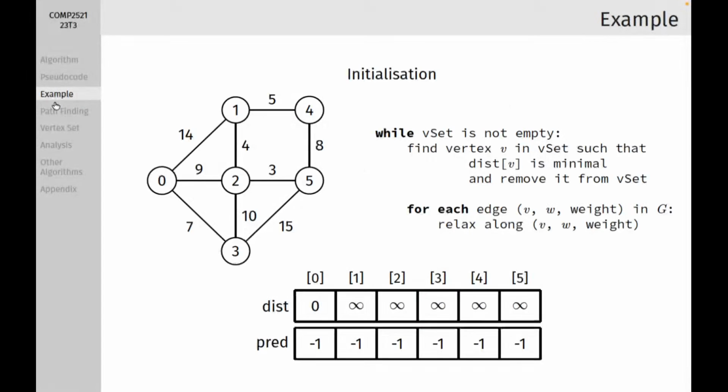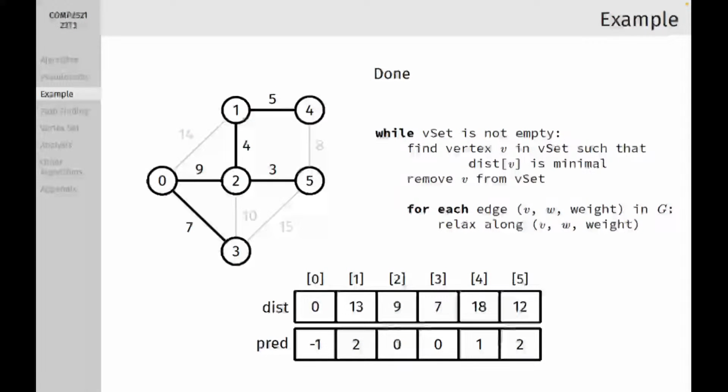So here I have the state of the arrays at the end of each iteration. This is after the first iteration, this is after the second, and so on. And this is the result at the end. Here I've highlighted the shortest paths from 0 to every other vertex. The shortest path from 0 to 1, for example, is 0 to 1. The shortest path from 0 to 5 is 0 to 5. The shortest path from 0 to 4 is 0 to 1, 4, and so on.